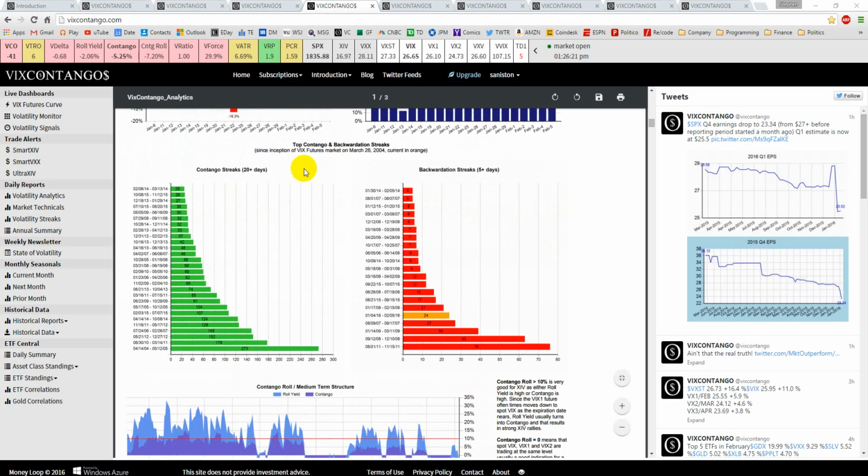The next chart is a list of the major contango and backwardation streaks. So these are the top contango streaks of all time since 2004, and these are the top backwardation streaks. Since 2004, we are in the middle of the 5th longest one right now.